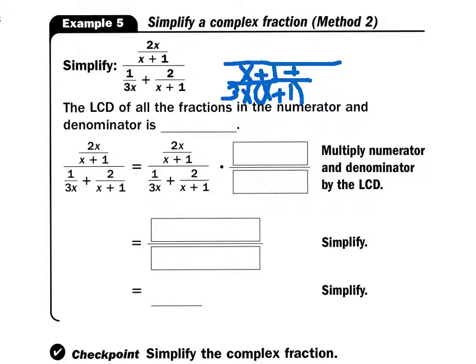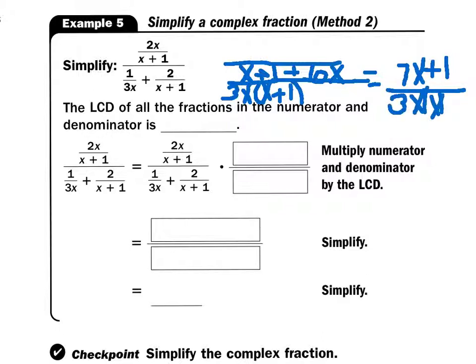And then plus. Then what do I need for this to make it look like this? I need a 3x. So I'm going to multiply the 2 times 3x. That'll get me 6x. Okay, simplify that out a little bit more, and that'll be x plus 6x is 7x plus 1 over 3x times x plus 1. And then on top, it'll be the 2x still over x plus 1.